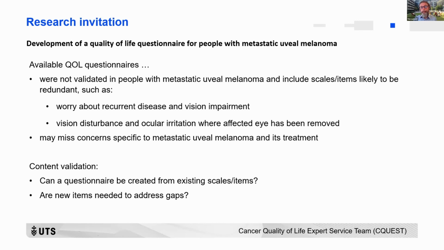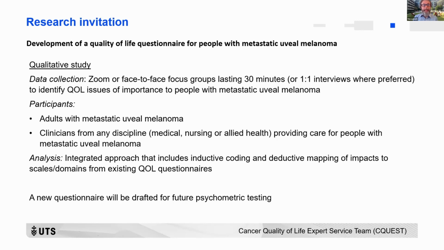So really, we want to embark on what's called content validation to see whether we may be able to piece together a questionnaire from existing scales and items from the questionnaires I've just mentioned and any other questionnaires that are currently available, or if we actually need to supplement those with some new items to address any gaps there may be. So that brings us to why I'm here today.